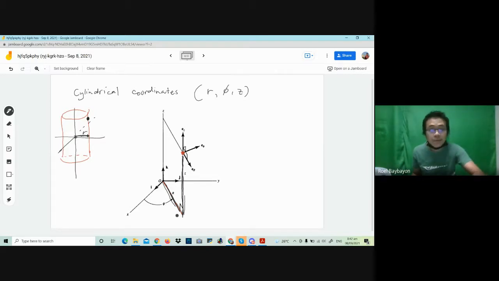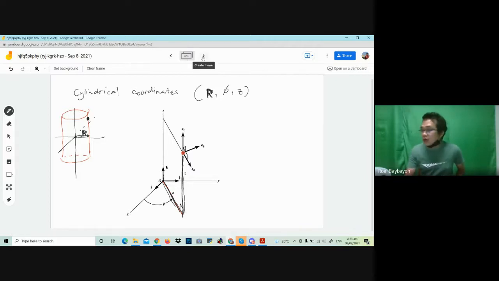R, capital or small, they are the same. I will use capital R, because the book uses capital letter R. So we have capital R, phi, and z. Capital R is the radius of the cylinder created by your point. Phi is just an angle, and its range is from 0 to 2 pi, 0 to 360. And your z is the height of your point from the xy plane. So that's cylindrical coordinates.